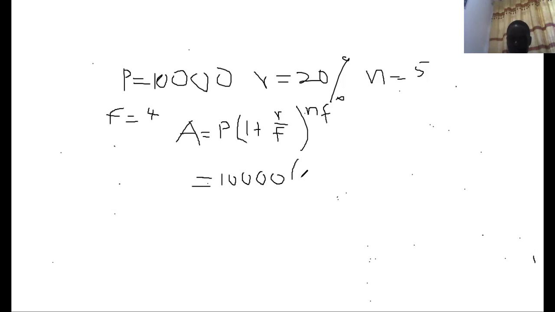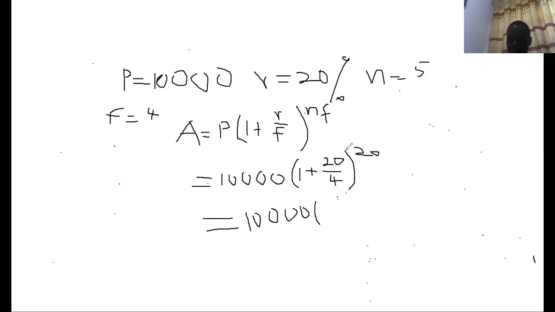Then 1 plus, the rate is what? 20%. But then we have to divide the 20 by the frequency because we are told that we compound it quarterly. And we have 4 quarters in a year. Okay, and then the duration is 5 by 4, so that will be 20. So by the end of the 5th year, the rate might have been compounded how many times? 20 times.